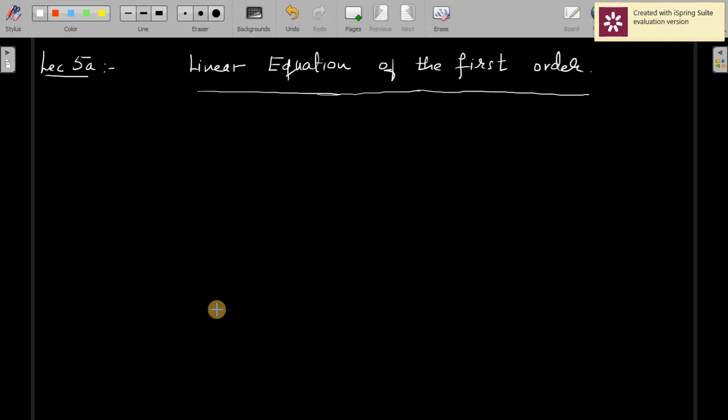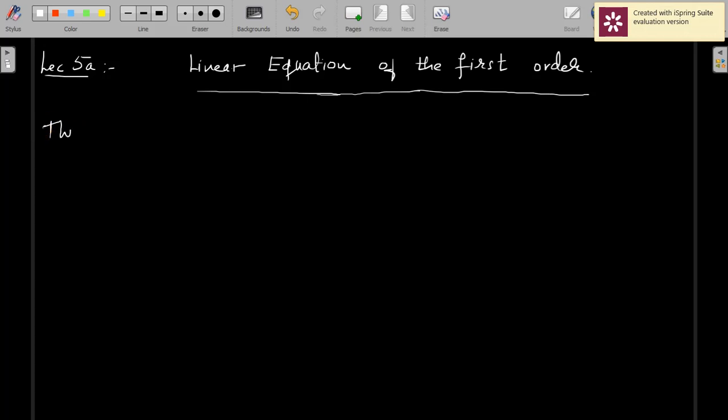This is the fifth lecture, first part from the chapter First Order Differential Equation from the series Differential Equation and Discrete Mathematics. In this lecture, we will discuss the linear equation of the first order and its solution. So let's begin with the lecture. First of all, we start with the definition of linear equation of the first order.